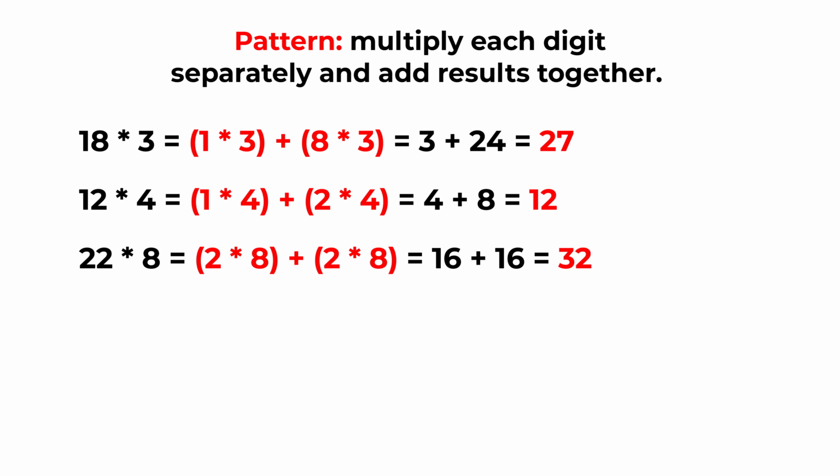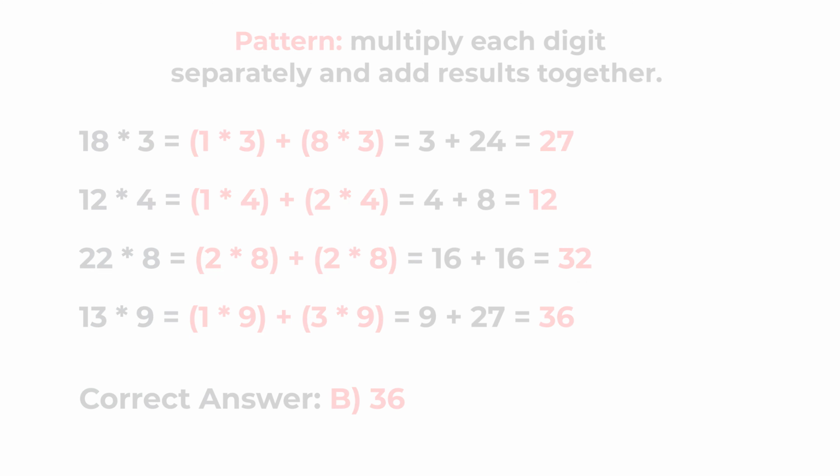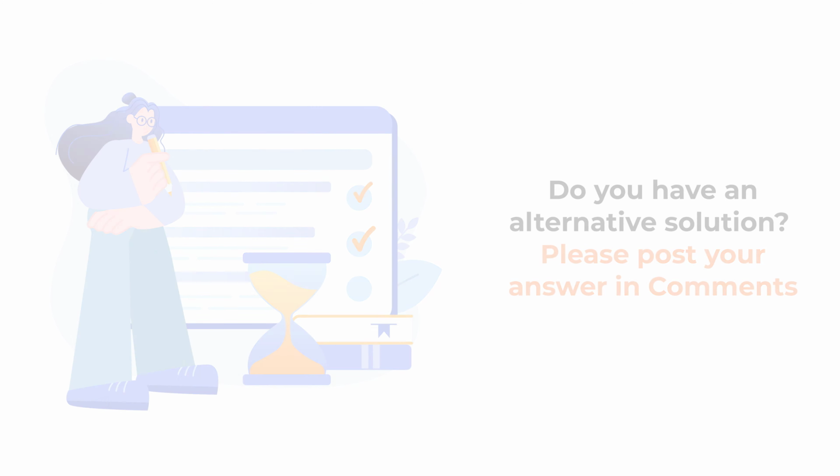So to calculate the answer of 12 multiplied by 9, we would need to multiply 1 by 9 in parentheses and add 2 by 9 in parentheses, which would be the sum of 9 and 18, and the end result would be equal to 27. So the correct answer here is choice B, 36. Hopefully you've nailed this question and now know how to answer similar problems on the test.